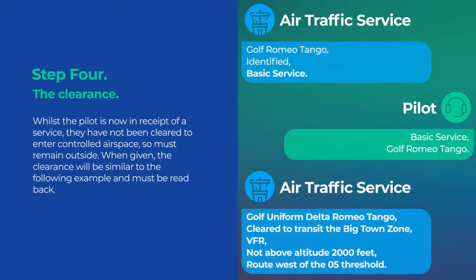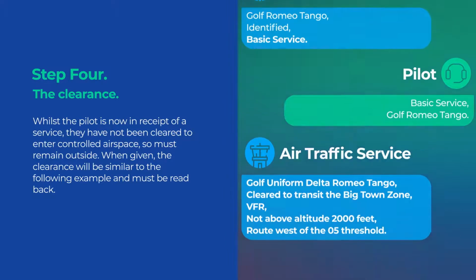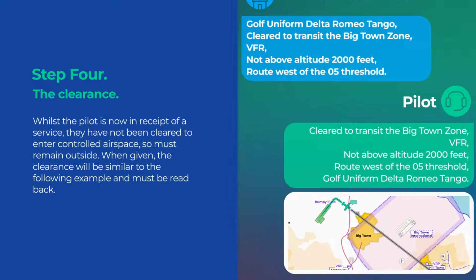Golf Uniform Delta Romeo Tango. Cleared to transit the Big Town Zone. VFR. Not above altitude 2,000 feet. Route west of the 05 threshold. Cleared to transit the Big Town Zone, VFR, not above altitude 2,000 feet, route west of the 05 threshold, Golf Uniform Delta Romeo Tango.